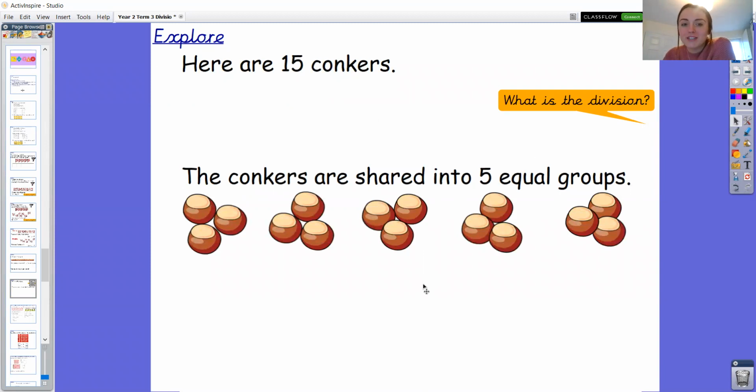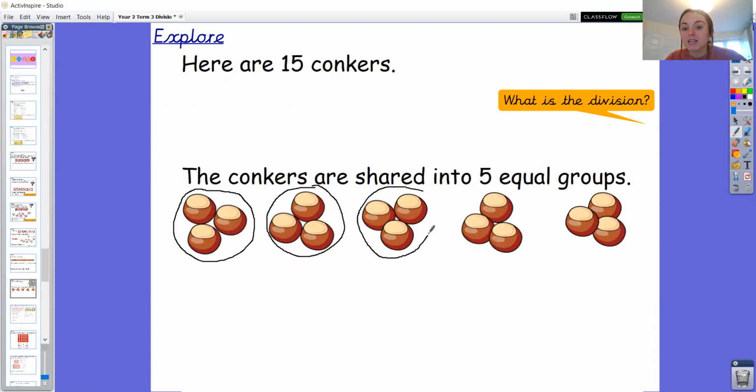So how many conkers are in each equal group? Here, two. And we draw a circle around one of the groups so you can clearly see the group. Actually, I'm going to do it for each group. So how many conkers are there in each group? Well done, there are 3 conkers in each group. So I wonder what the division is. Let's have a think about grouping first before we share the division.